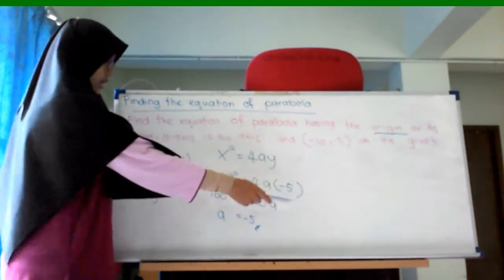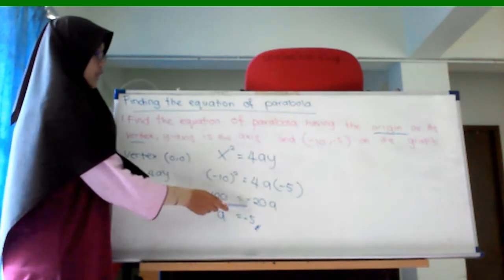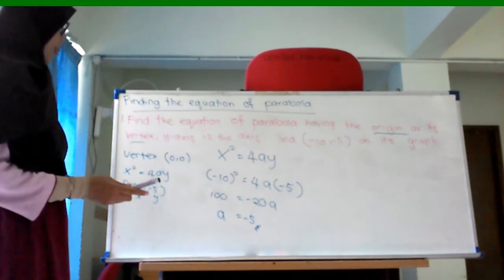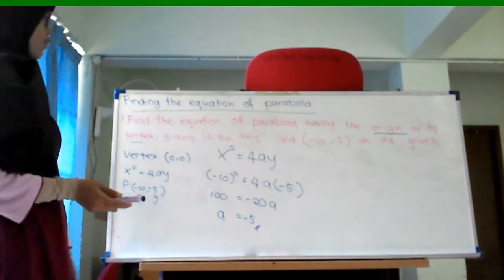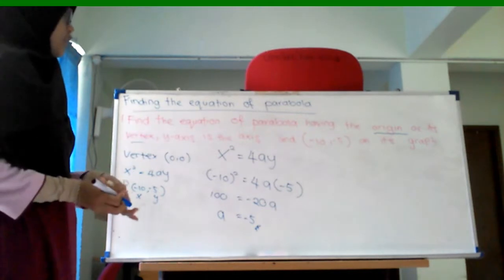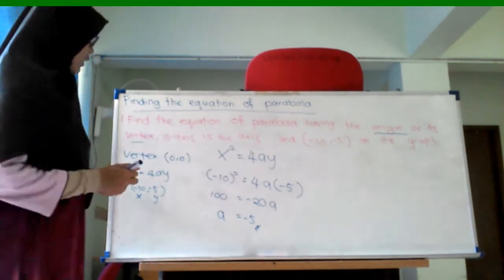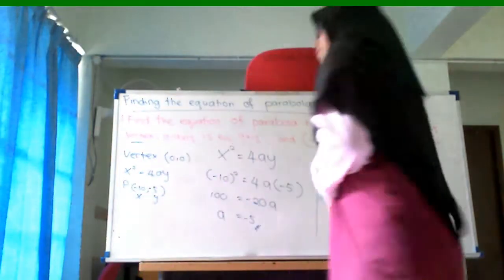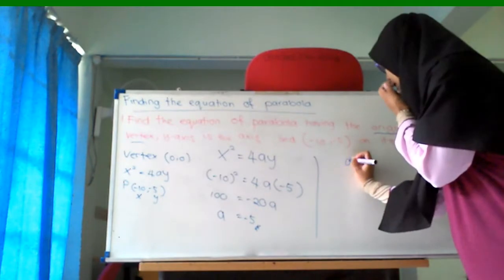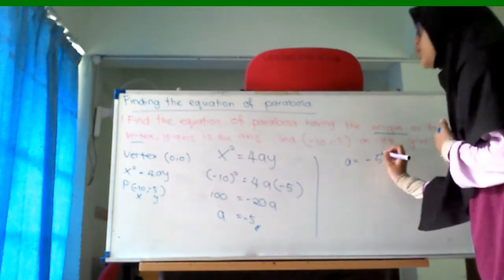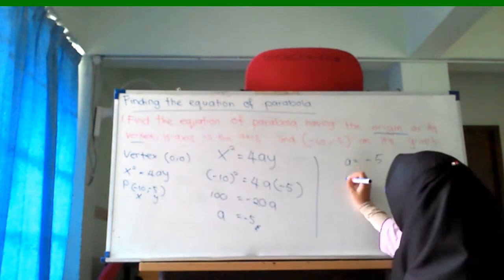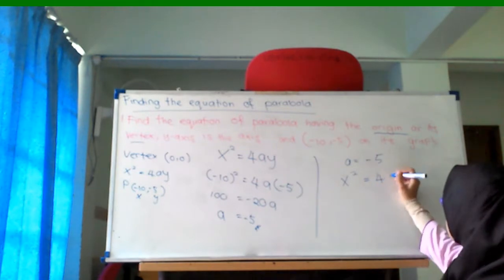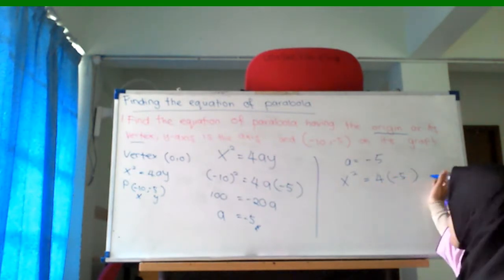Okay, from this value, since we got the a value, we can substitute a equal to negative 5 into the equation. Since x squared is equal to 4ay, with a equal to negative 5, then the equation is x squared equal to negative 20y.